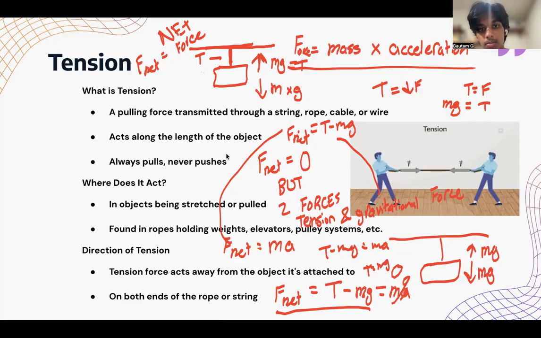So F net is not the same thing as force, because I want you guys to think of force as individual forces, right? Each thing has its own individual force. There's a force downwards, there's a force upwards. But when I say F net, I'm just going to combine all those forces, right?